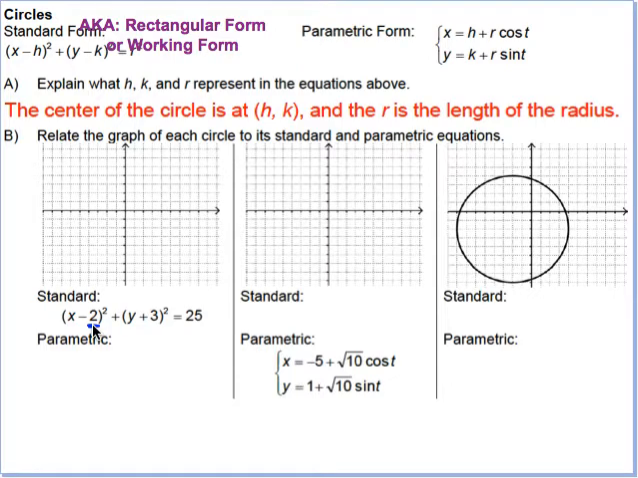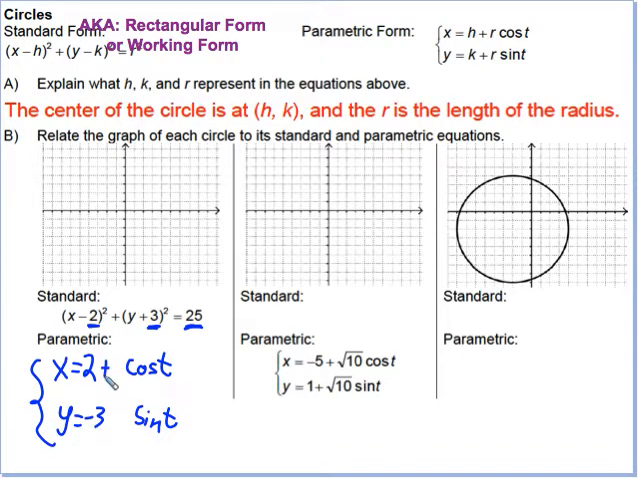Your h value is here, your k value is here, and the squared r term is there. So when you're setting up your equation in parametric form, do the little sideways mustache, x equals, y equals. Cosine is always paired up with x, sine is always paired up with y, and then remember to switch the signs for your h and your k, so it's going to be positive 2 there, negative 3 here, and your radius is the square root of 25, so your radius is 5. You should be able to do all of that without a calculator.